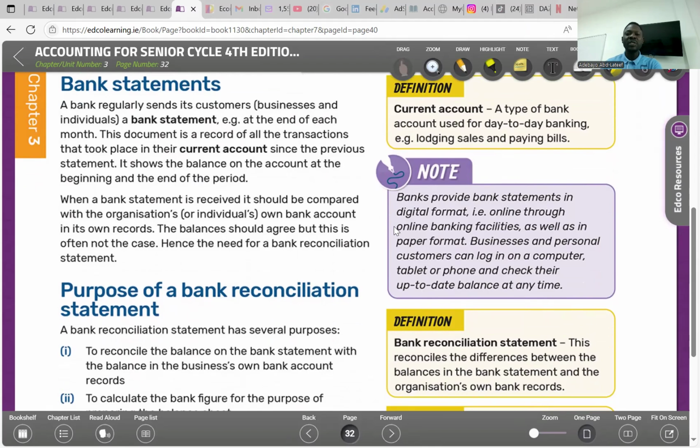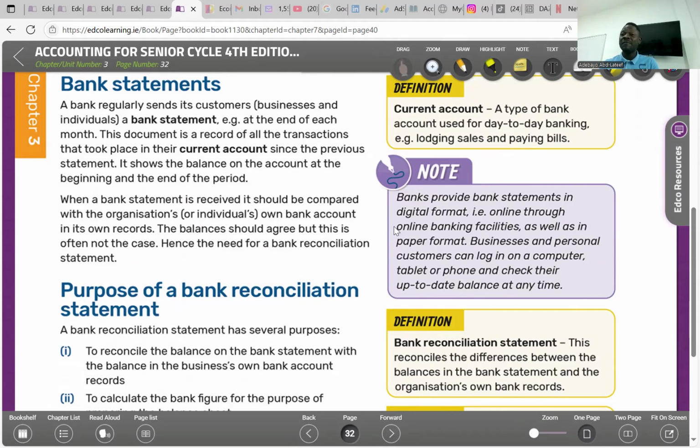When the bank statement is received, it should be compared with the organization's own bank account in its own record. The balances should agree, but this is often not the case. Hence, the need for a bank reconciliation statement. As soon as a bank statement is received by the business, the next thing is to compare and contrast the bank balance with the office's own account balance to see if they tally. But most of the time, that is not the case because there are some hidden transactions.